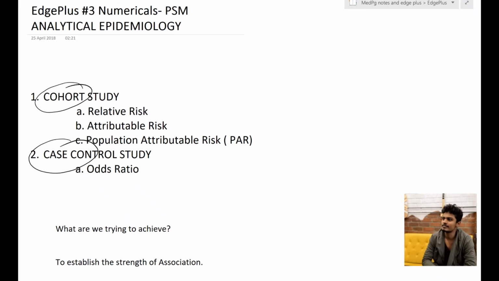So to get into the mathematics part of it, we want to know the numbers. The question comes: how many times does smoking increase the chance of getting cancer when compared to a non-smoker? So always get Einstein's theory of relativity into your mind.